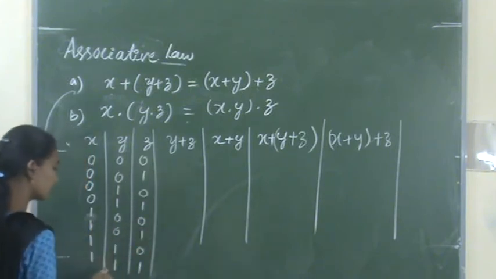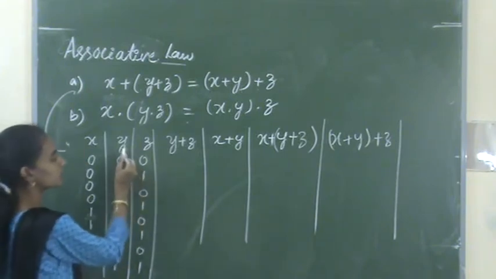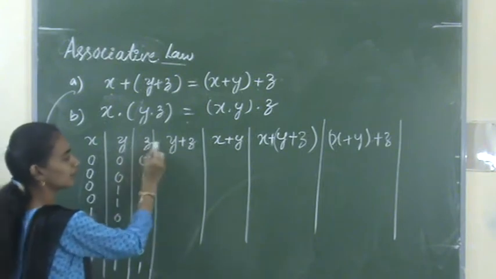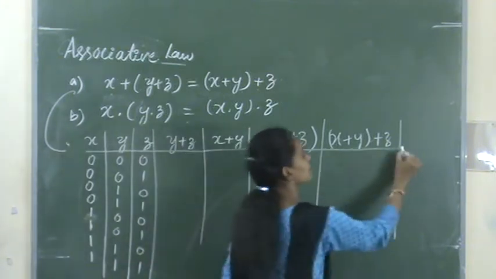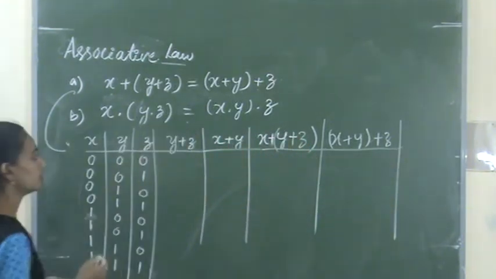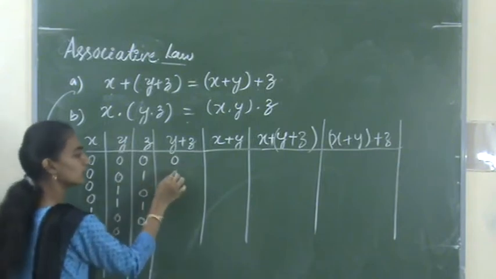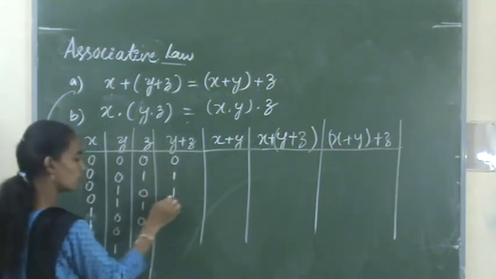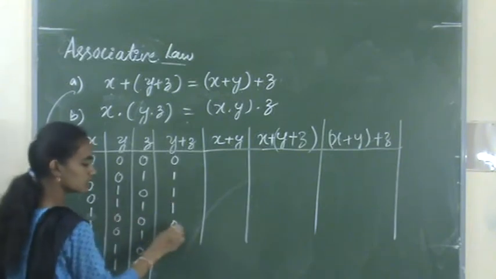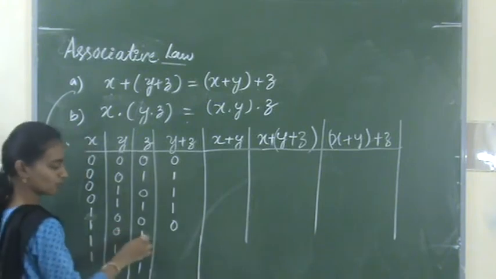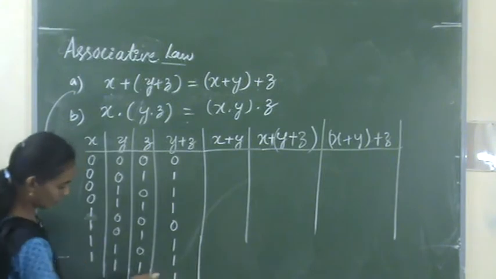So this is how we can write the 8 possible ways. Now perform x plus z, y plus z. So y plus z means we are performing logical addition, the OR operator, right? So 0 plus 0 is 0, 0 plus 1 is 1, 1 plus 0 is 1, 1 plus 1 is 1. Again, 0 plus 0 is 0, 0 plus 1 is 1, 1 plus 0 is 1, 1 plus 1 is 1, right?